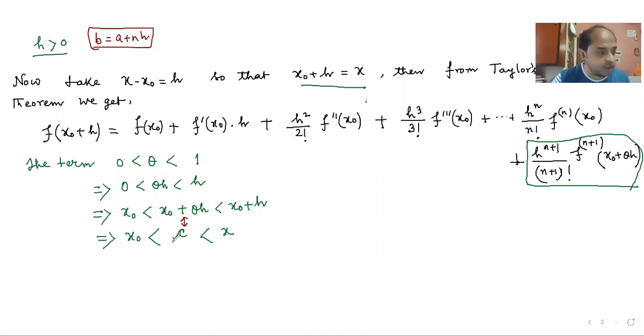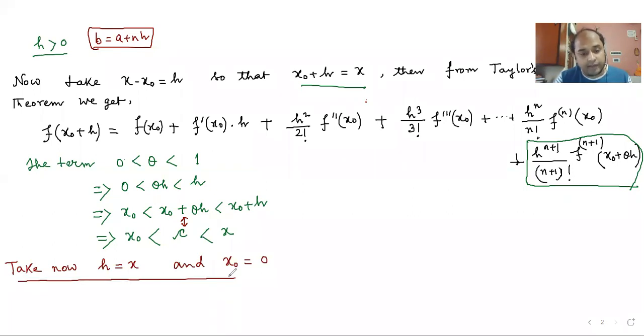Now, why am I showing you this particular form? Because of the following result, and the following result is very important. So let us now take h equal to x and x naught equal to 0. If we take h equal to x and x naught equal to 0, then what will you get?